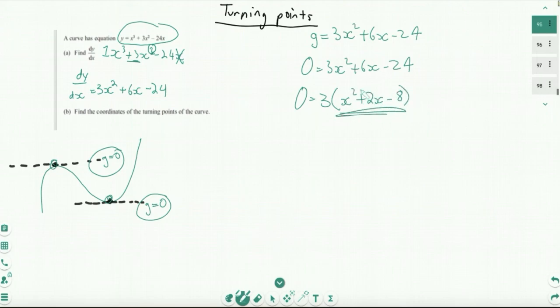And now inside the brackets is a much easier quadratic because the a value is 1. So let's get our quadratic. Well, a is 1 because it's 1x squared. b is 2. And c is negative 8. So we have to find 2 numbers that multiply to negative 8 and add to the b value, so add to 2. So what plus what adds to 2, and what times what multiplies to negative 8.